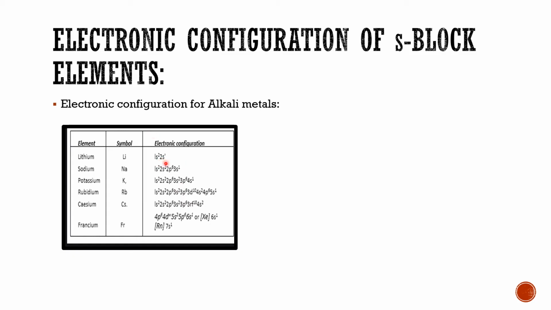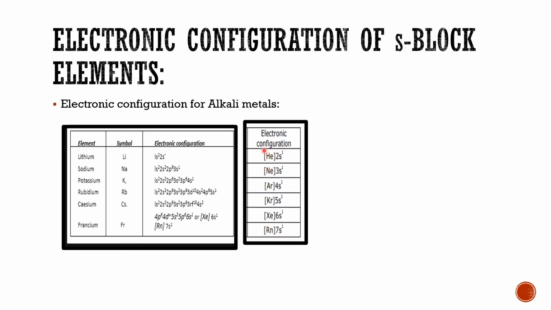The outermost electronic configuration is ns1 and the n changes accordingly 2, 3, 4, 5, 6 and 7. See, this kind of electronic configuration is based on the noble gases. Helium 2s1 is the electronic configuration of lithium, and then neon 3s1 is the electronic configuration of sodium, and then argon 4s1 is the electronic configuration of potassium, and then krypton 5s1 is the electronic configuration of rubidium, and then xenon 6s1 is the electronic configuration of cesium, and then radon 7s1 is the electronic configuration of francium.